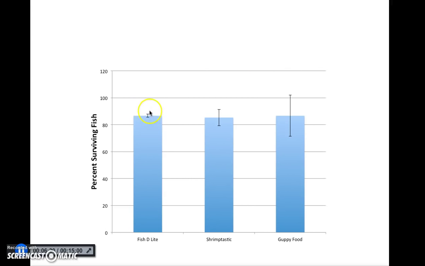And you can see Fish Delight has a very small standard deviation because the data was very consistent. Guppy Food has a larger standard deviation because that data had more variation in it. Okay, and that's important to know. If I want to guarantee at least 80% survival, I should pick Fish Delight. If I want to potentially get 100% survival in some of my tanks, but very poor survival in other tanks, maybe I'd choose Guppy Food instead.